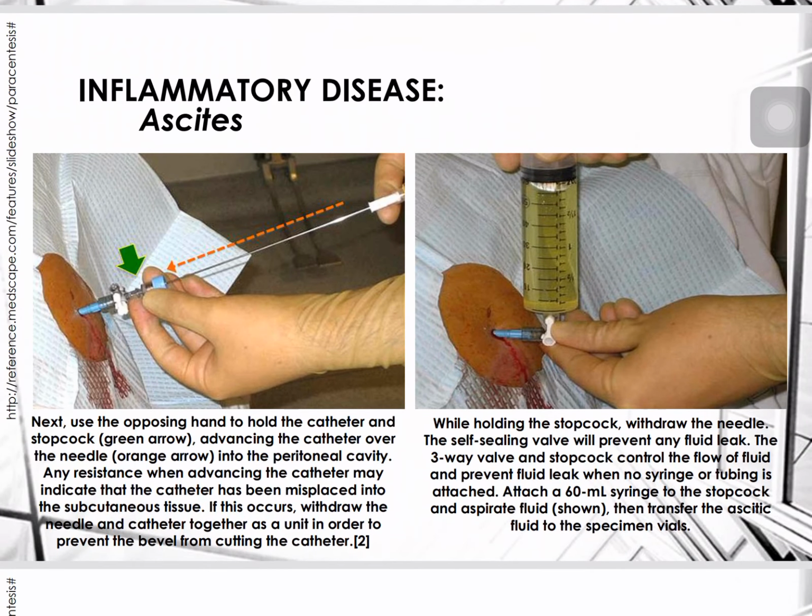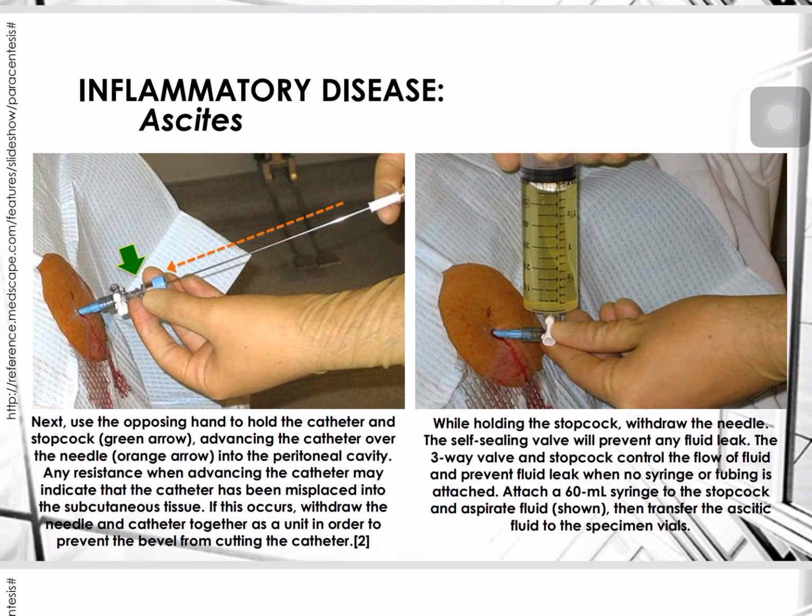Next, use the opposite hand to hold the catheter and stopcock, advancing the catheter over the needle into the peritoneal cavity. Any resistance when advancing the catheter may indicate that the catheter has been misplaced into the subcutaneous tissue. If this occurs, withdraw the needle and catheter together as a unit in order to prevent the bevel from cutting the catheter. While holding the stopcock, withdraw the needle.